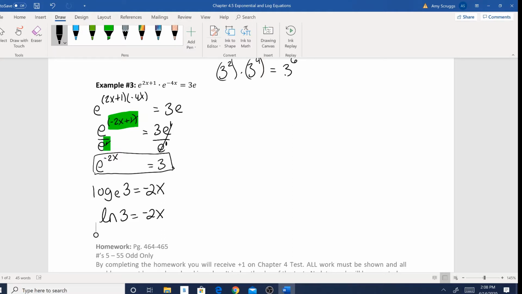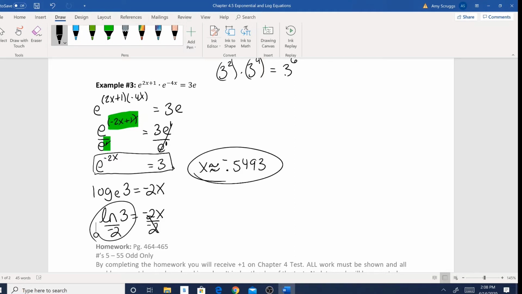Now, you could put the natural log of 3 in the calculator and get that decimal, but I think it would be cleaner and a little more accurate to divide both sides by negative 2, and then put this whole thing in the calculator and see what you get. If you do that and hit enter, you're going to get approximately negative 0.5493. I rounded that to 4 decimal places instead of 3.